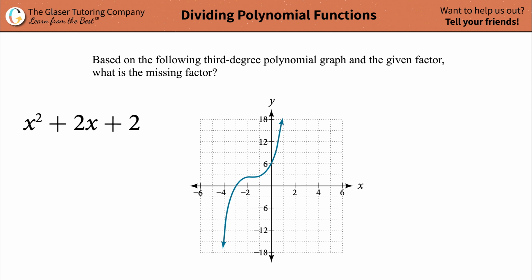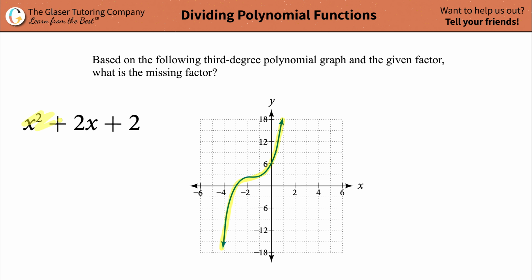Today I would like to teach you how to find a missing factor if you know one of the factors of your function and you know the graph of that function. So let's take a look at what we got. We have a third degree polynomial graph. That's what it tells us. So this graph right here represents a third degree polynomial.